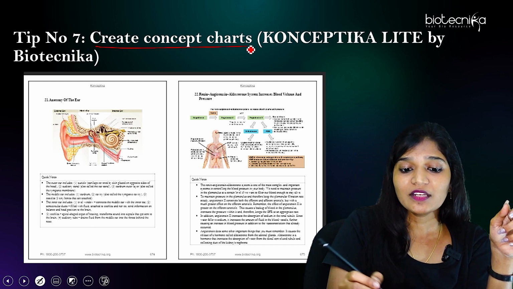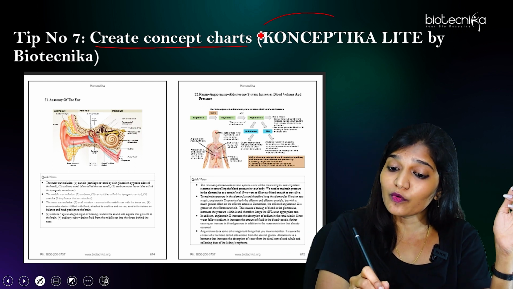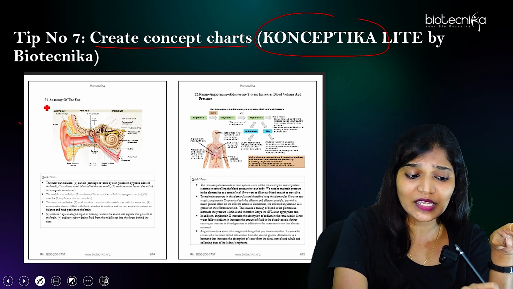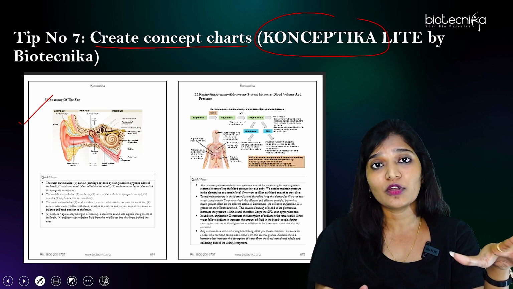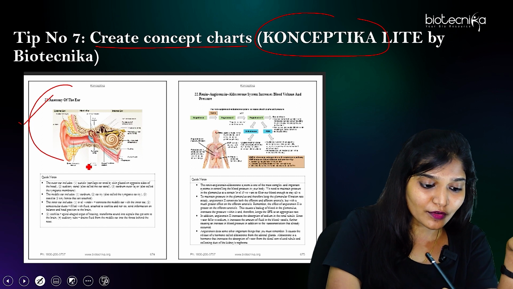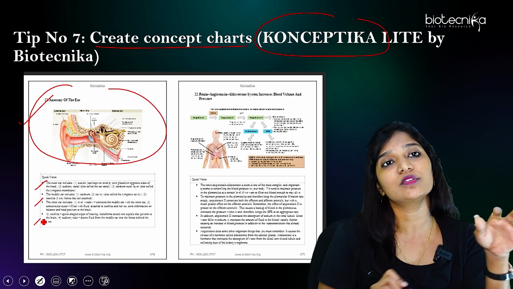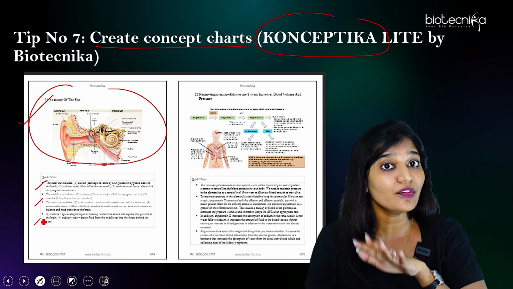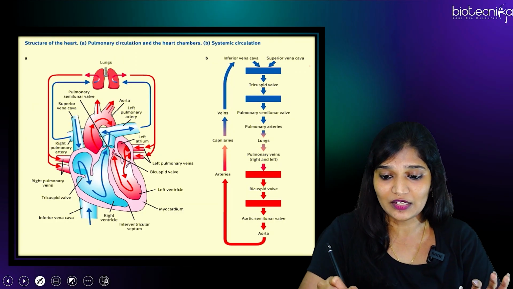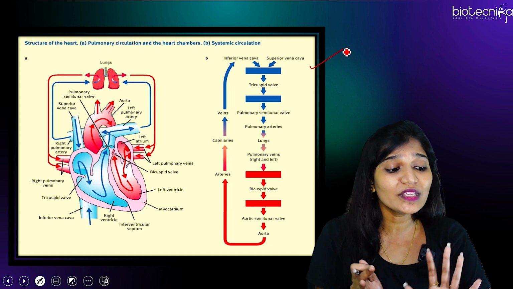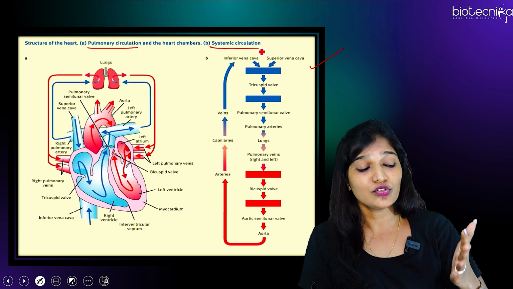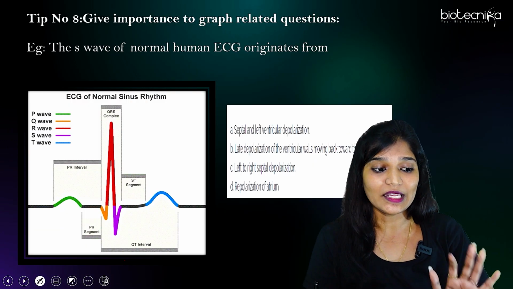Tip number 7, create concept charts. You can avail Konceptika Lite, which is created by Biotechnica, where you can easily understand human physiology or system physiology in case of animals. You will have a lot of pictures like this with quick notes given over here. This is another trick that you can follow to revise this unit much more easily. This is another one where you can easily see the pulmonary circulation and the systemic circulation. This is also from the Konceptika Lite.